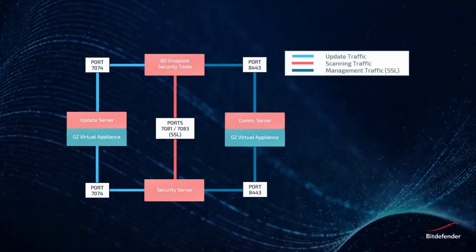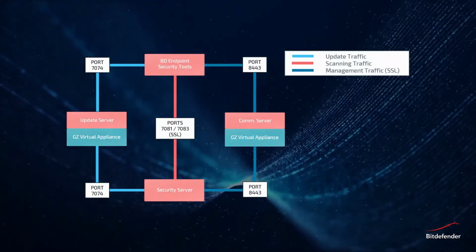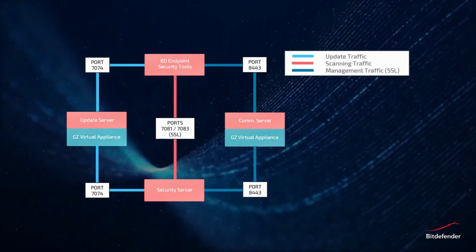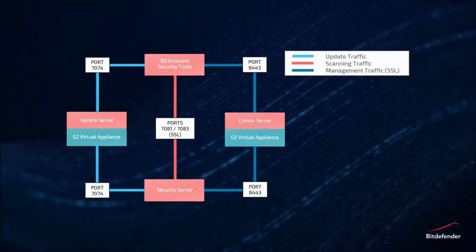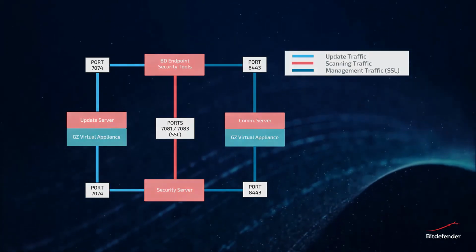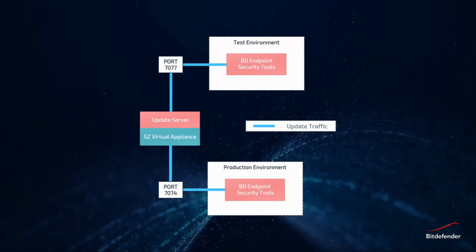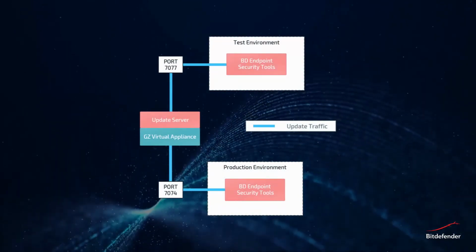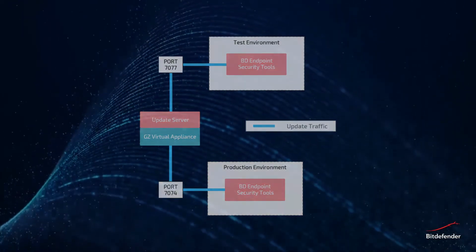Security server will need to be able to connect to the communication server, in order to receive tasks and policies assigned from Control Center, and to be able to send the security status to the database. Updates will be downloaded from the local update server, through port 7074. When using staging, the testing environment gets updated on port 7077, as opposed to the production environment, which uses 7074.